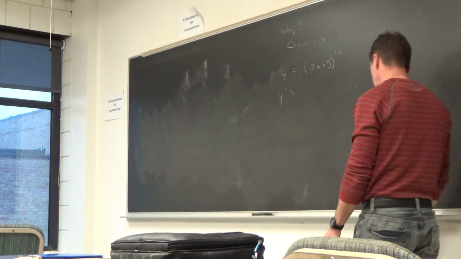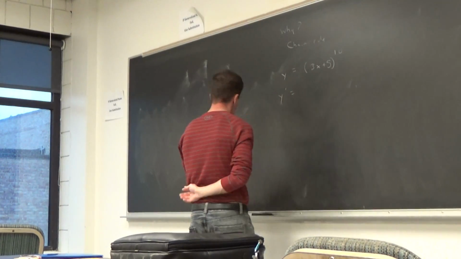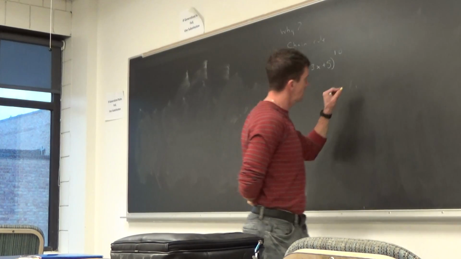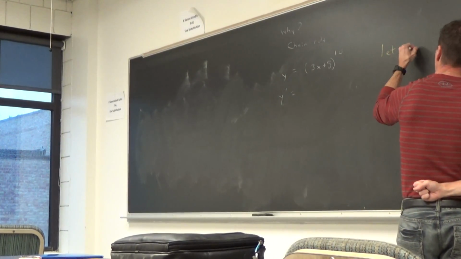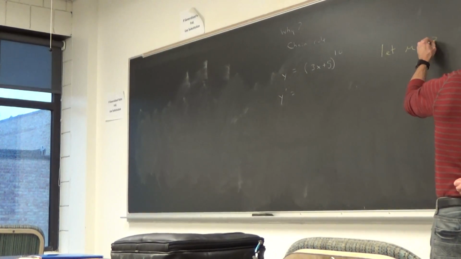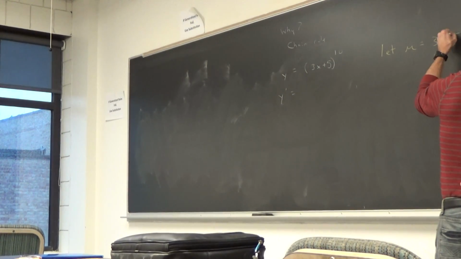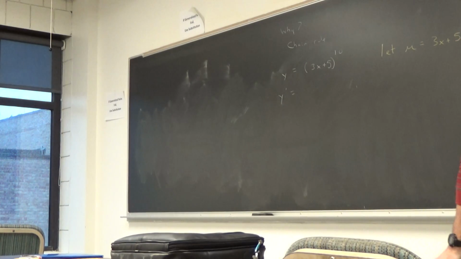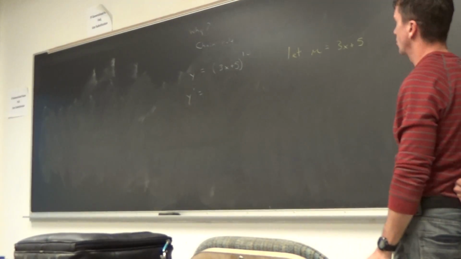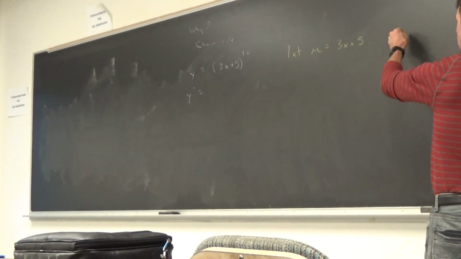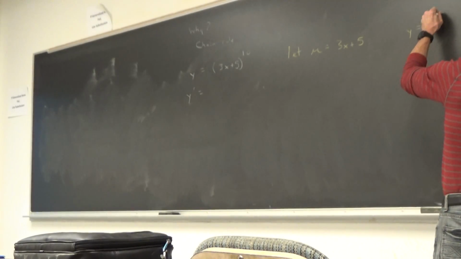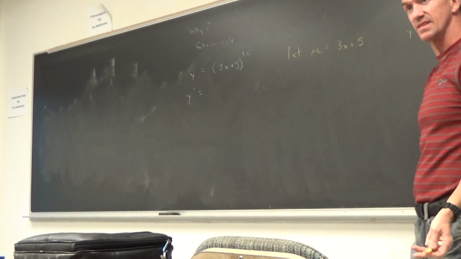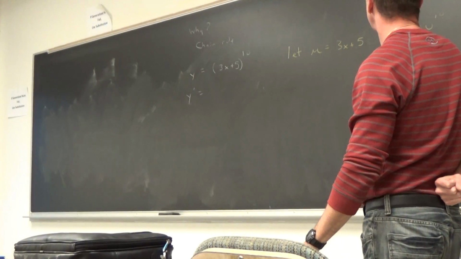So I'll just go off to the side, and let's let u equal 3x plus 5. Okay? So now, could you tell me what that equation is really? Now you have y equal to what? u to the 10th. You agree? All right. y equals u to the 10th.